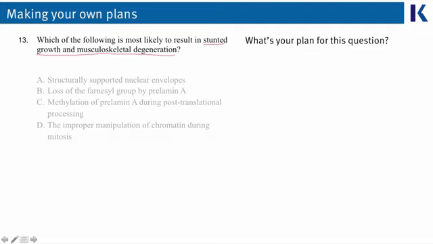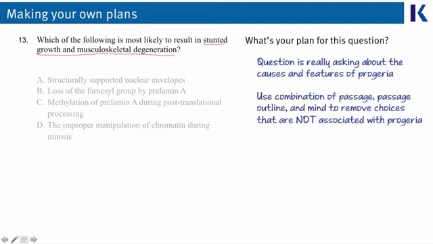For this question, an expert test taker may have a bit more broad of a plan. In this case, the question's really asking about the causes and features of progeria, and it's appropriate to use a combination of the passage, our passage outline, as well as our mind to remove any choices that are not associated with progeria. The answer choice we would be looking for is something associated with progeria, so it makes sense that the other answer choices are going to be normal characteristics or characteristics that are just not associated with this disease.